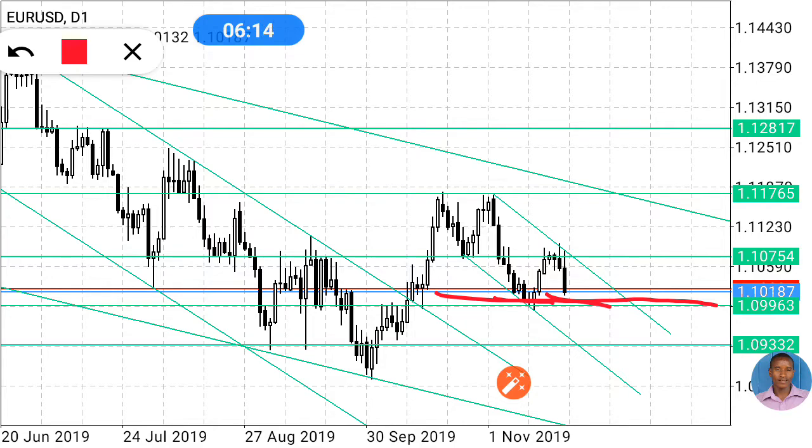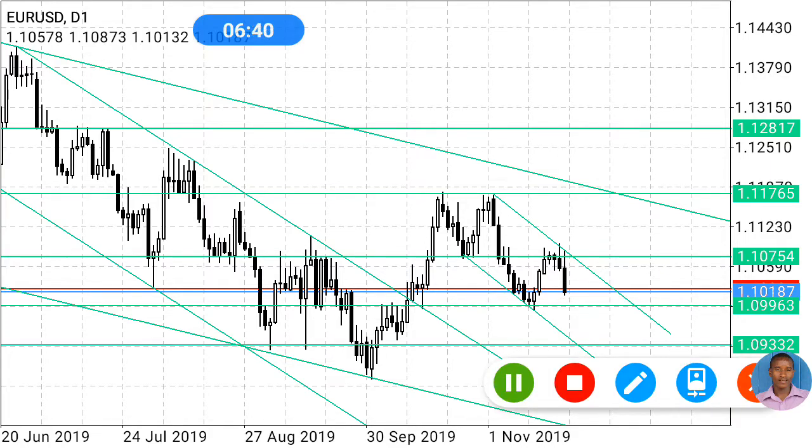It either, if it breaks this area, which means if maybe on Monday, Tuesday, or Wednesday, we see a candlestick closing below this area, we may see the price continue to fall to this point on our support of this trend line.